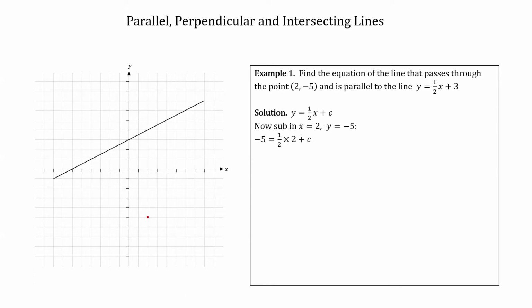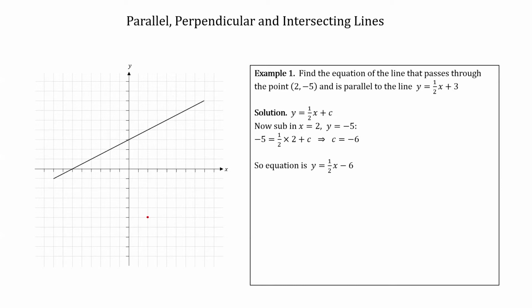So we have -5 equals 1/2 times 2 plus c. Now 1/2 times 2 is 1. If we take that 1 over to the other side and subtract it, we get -5 minus 1, which is -6. So c equals -6. That's just a simple rearrangement of that equation. So we can bring all this together and say that the equation is y equals 1/2 x minus 6.